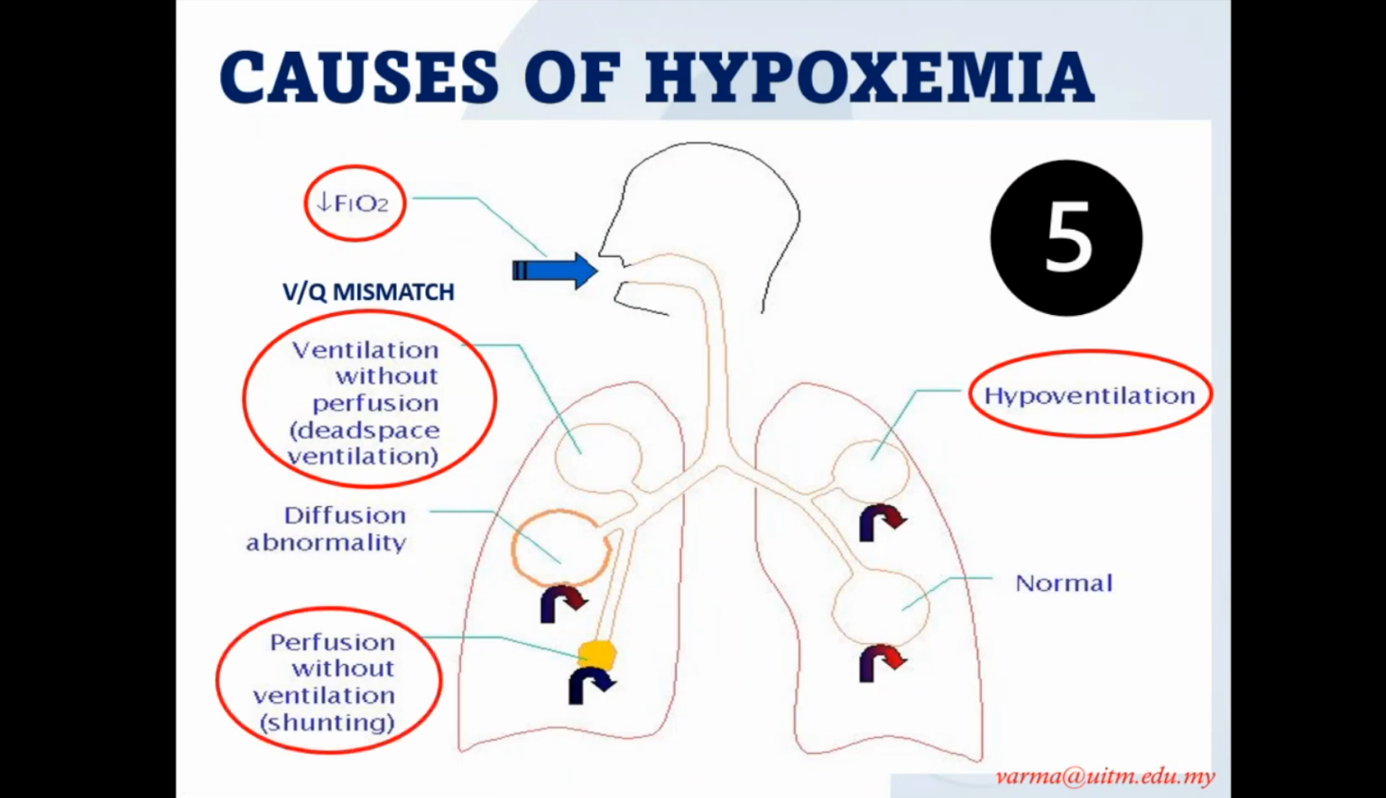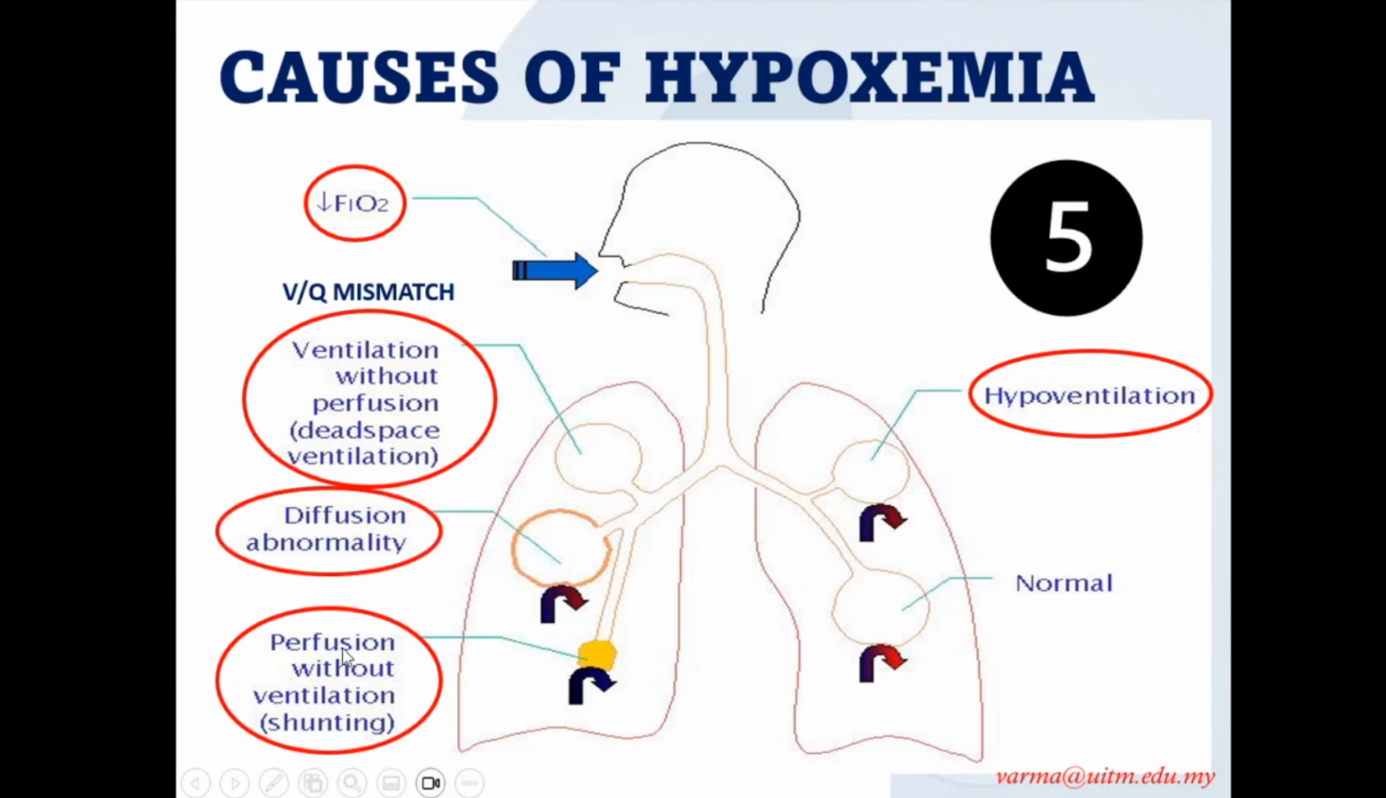Next, we have shunt. Shunt is the opposite of dead space, as in there is perfusion without ventilation. So the alveoli are getting enough perfusion from the pulmonary capillaries, but the alveoli are not being ventilated. It means there is no gas going to the alveoli. It could be because of atelectasis, fibrosis, or any problem with the alveoli itself, the parenchyma. Okay, so there is perfusion, but there is no ventilation. That's called shunting. That is number 4.